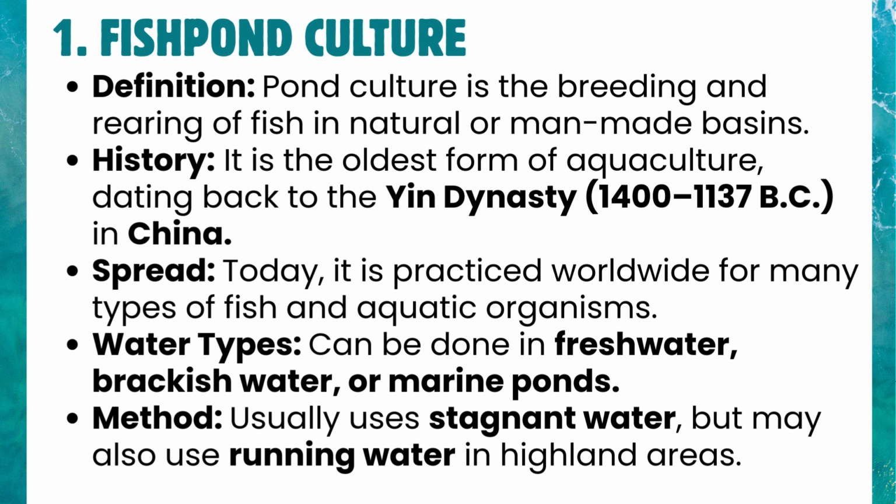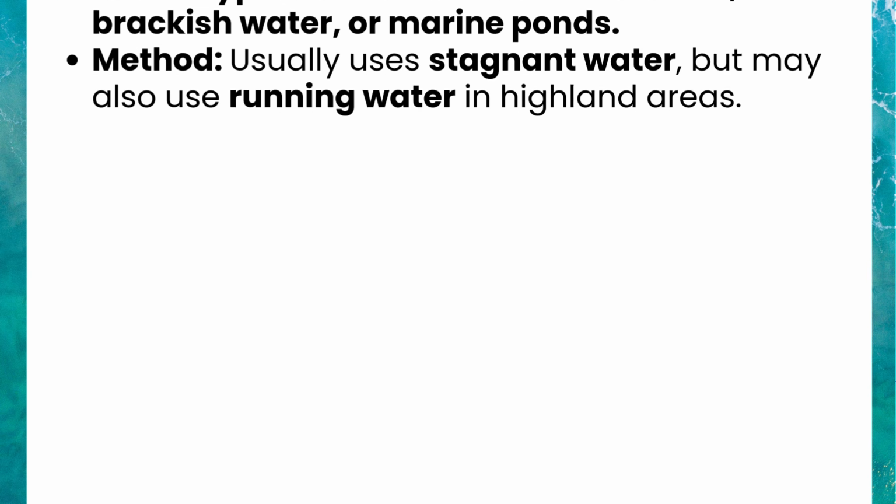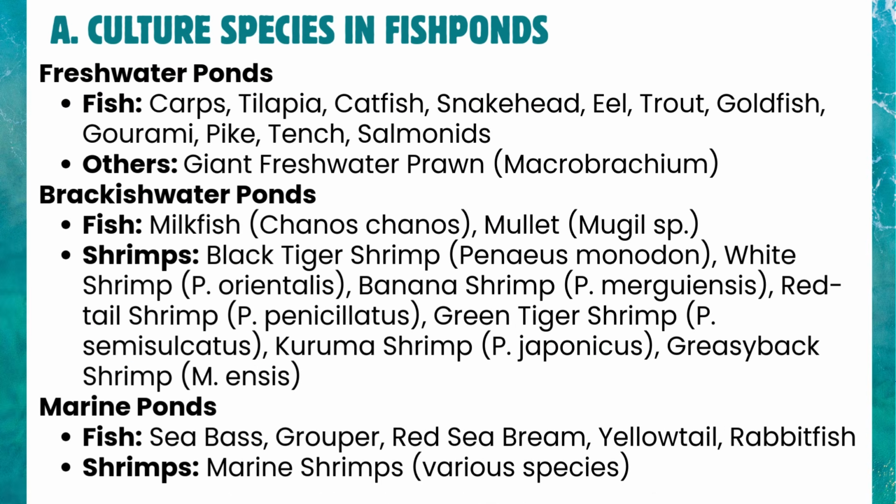It is carried out mostly using stagnant waters but can also be used in running waters, especially in highland sites with flowing water. 1. Culture species. Commonly raised species in freshwater ponds are the carps, tilapia, catfish, snakehead, eel, trout, goldfish, gourami, pike, tench, salmonids, palaemonids, and the giant freshwater prawn Macrobrachium.